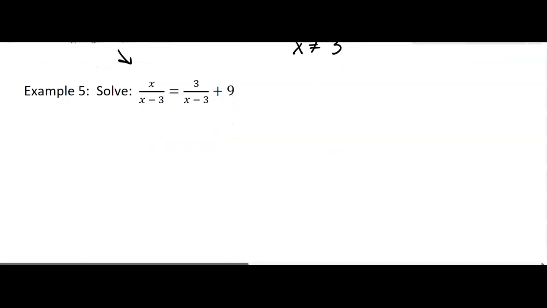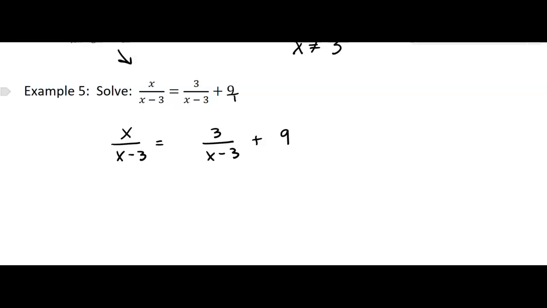All right. I'm going to write this a little bit different. Maybe it'll make it easier to see. I'm going to leave a little space for what I'll be multiplying by, and I'm going to be multiplying by the LCD. Now, remember that's 9 over 1, if you need to see it as a fraction. The LCD here is going to be just x minus 3.